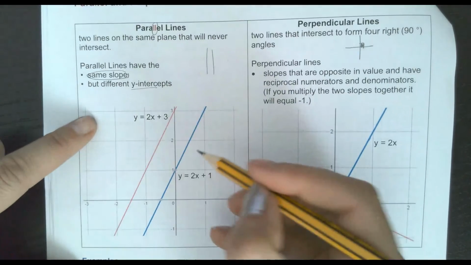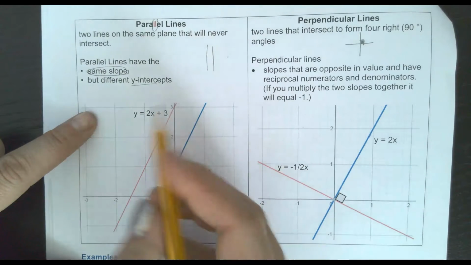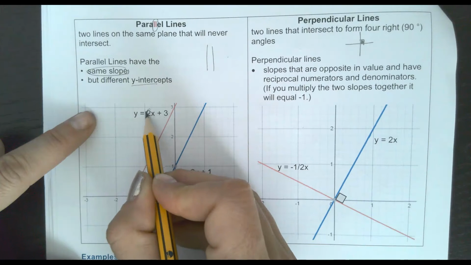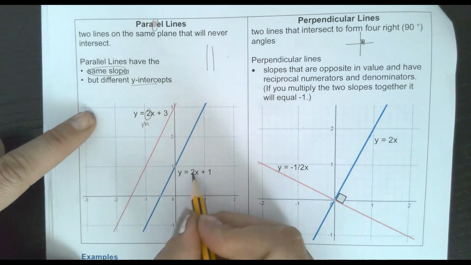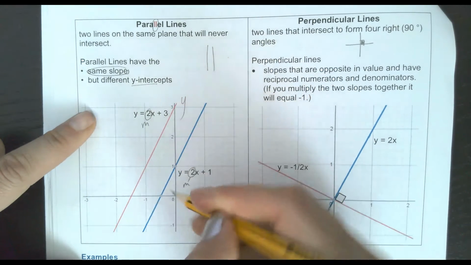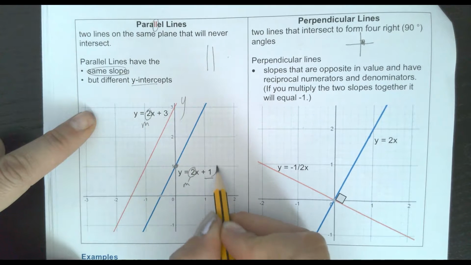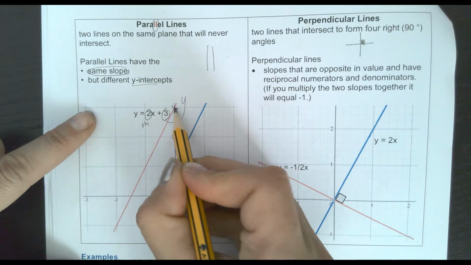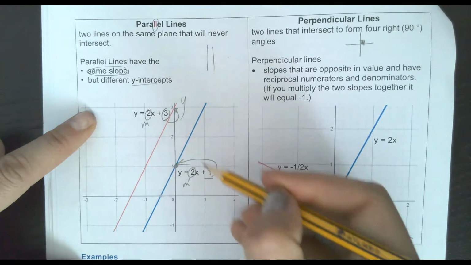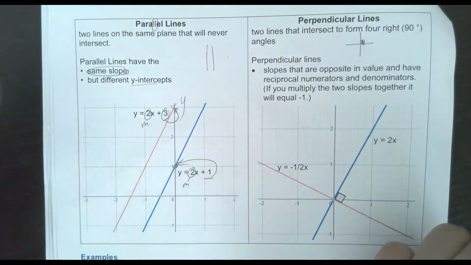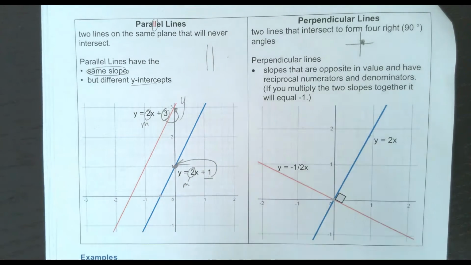So if I look at these two lines, they're written in slope-intercept form. So you can see the slope here is 2, and you can see the slope here is 2. But if this is the y-axis, you can see that it crosses at 1. That's the y-intercept. And here you can see it crosses the y-axis at 3. They have different y-intercepts, but the same slope. So parallel lines always have the same slope.